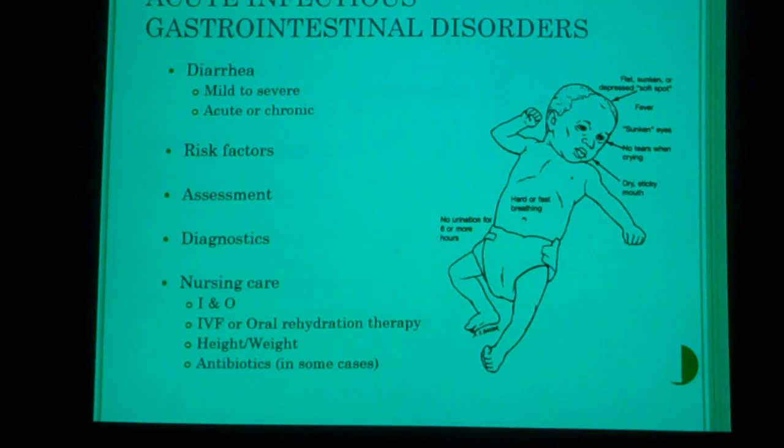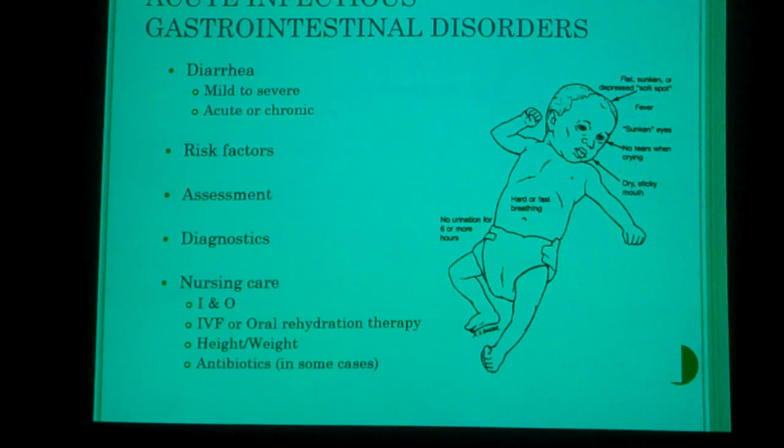Acute cases are usually secondary to infection, such as a virus. Chronic diarrhea is defined as more than 14 days. Possible causes could be food allergies or inflammatory bowel disease. Children are at increased risk if they have poor hygiene, dirty water, crowded living conditions, and poor nutrition. Your ATI book has a good little chart with descriptions of different infectious diseases.